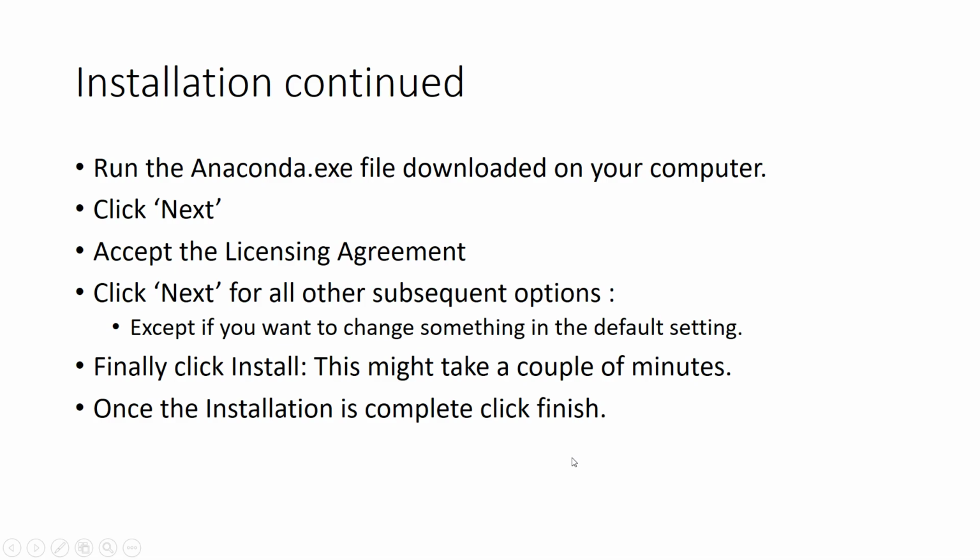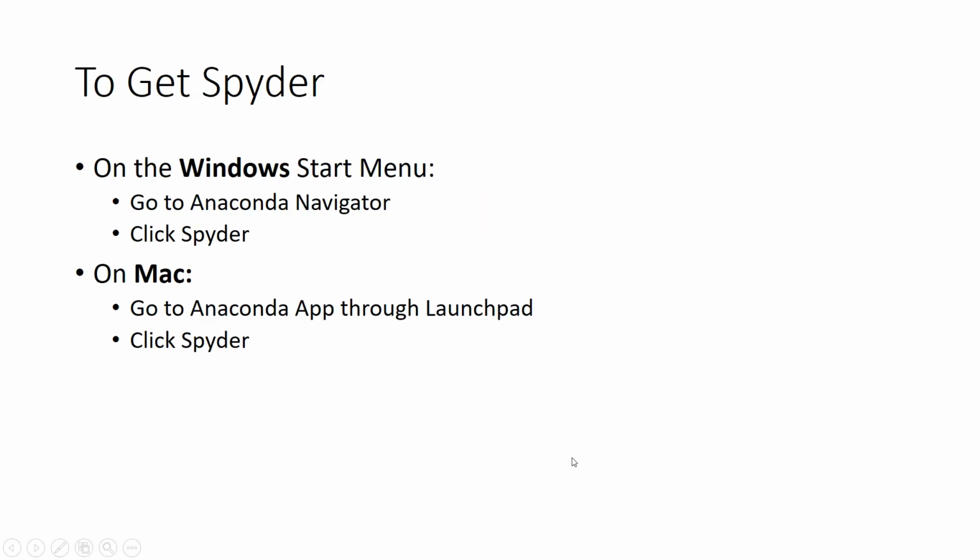Once the installation is done, we are interested in opening Spyder, because that's where we'll be writing our programs. On the Windows Start menu, you should go to the Anaconda Navigator, which I'll show you shortly how to do. For Mac machines, you have to go to the Anaconda app through the launchpad, and you'll see the Spyder option there. Let me show you how to open Spyder for the first time in Windows.